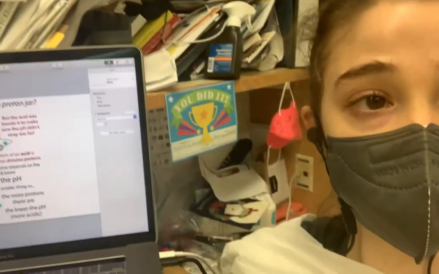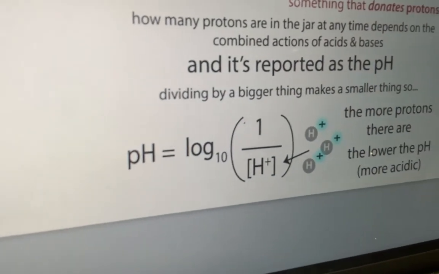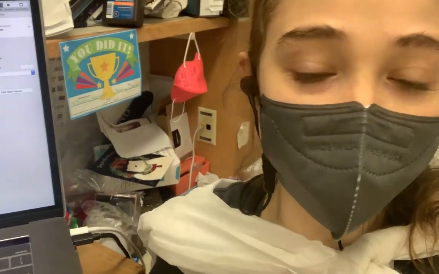And then you're like, okay, well, what does that mean? Where does it come from, all of this stuff? And then you get, well, the mathematical definition: pH is the inverse log of 1 over the concentration of protons. Okay, and where does that come from? And it can be kind of confusing.